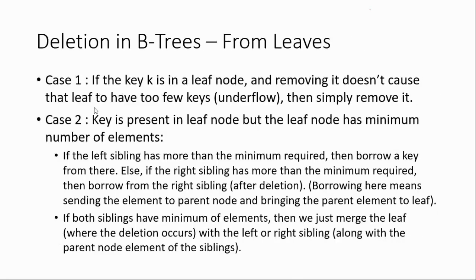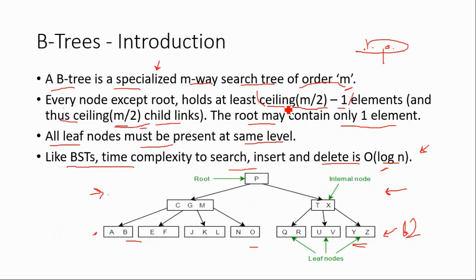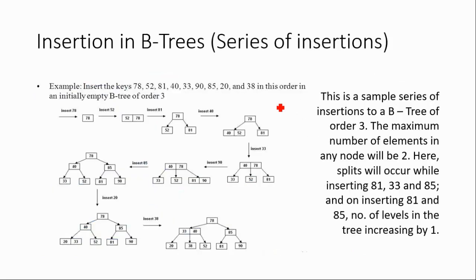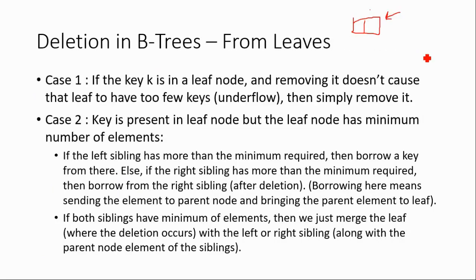Now in case of deletion, if the particular node from which we are deleting already contains the minimum number of elements that can be stored in that leaf, which is ceiling of m by 2 minus 1, then if we try to remove the element, an underflow occurs. So we have to keep in mind this situation when we go on deleting.